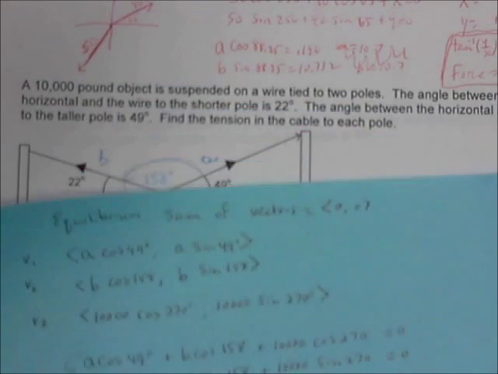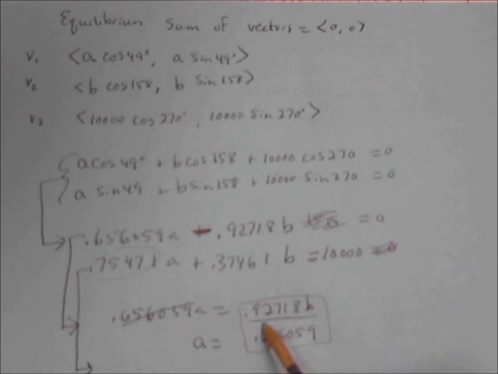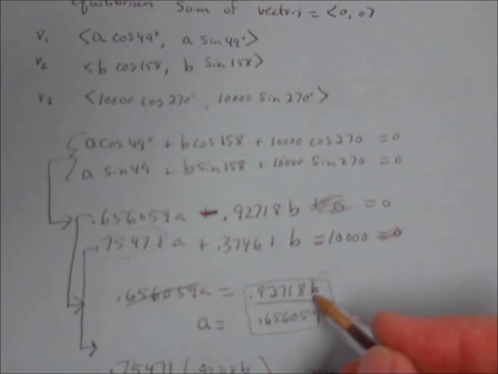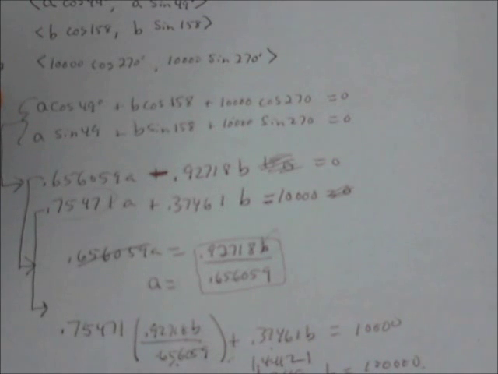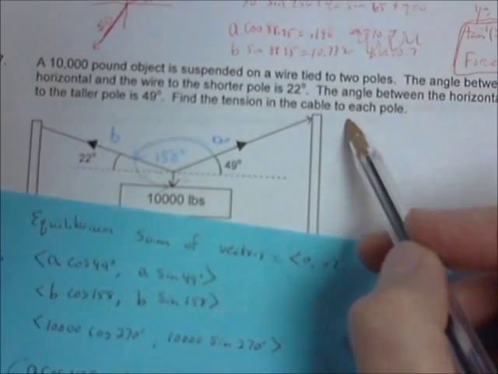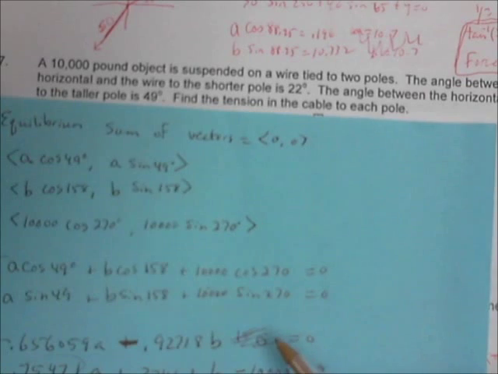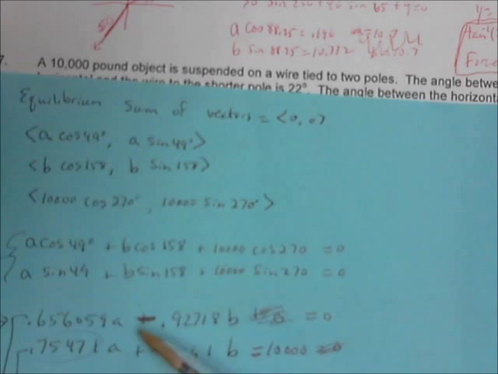And now to find the tension on the other cable, which is cable A, all you have to do is use this formula that we've boxed in and substitute 6938.6 in for this B. And when you do this multiplication, you're going to get cable A has 9,806.0 pounds of tension on it. So those are our two answers. Find the tension in the cable to each pole. So we did that. And remember, it was just an equilibrium problem, setting the sum of the vectors equal to 0, and using a system of equations.